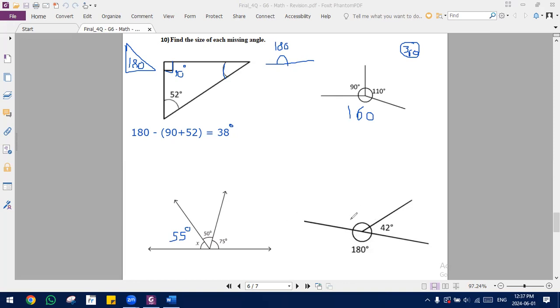The last one, again, we have a circle. We know that it's 360. 360 minus 180 is 180. Now 180 minus 42, 138.